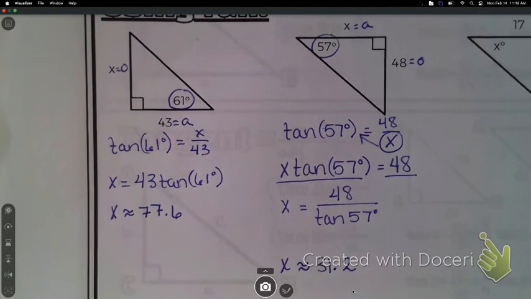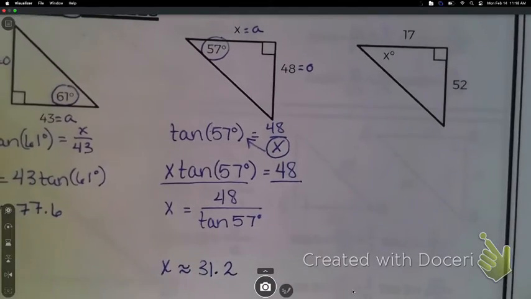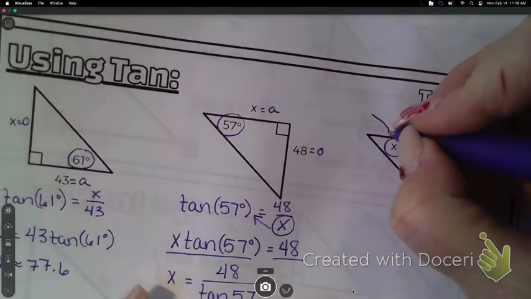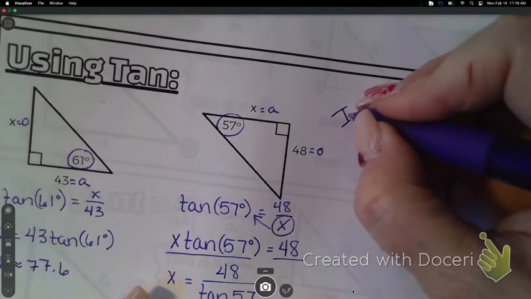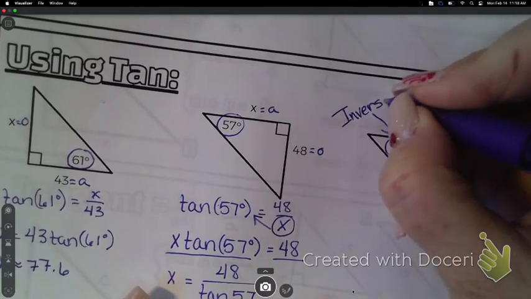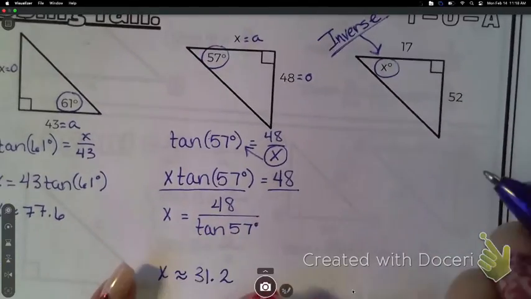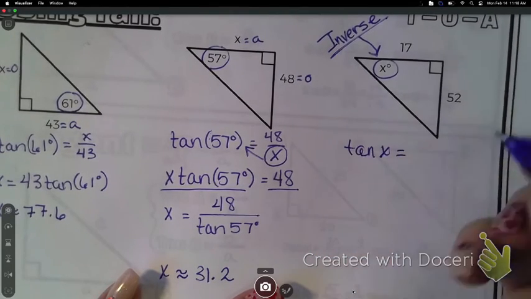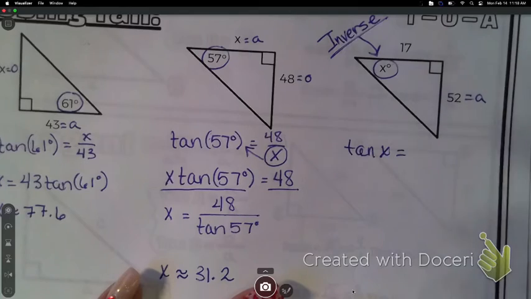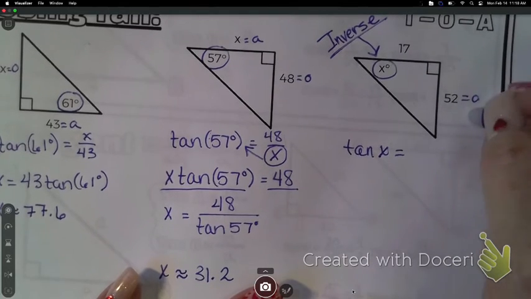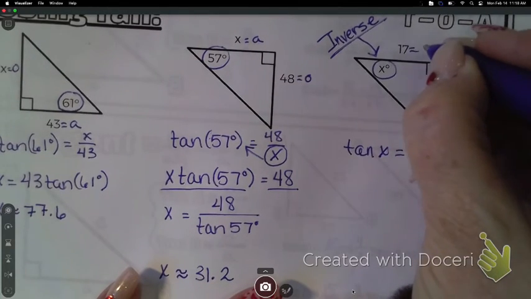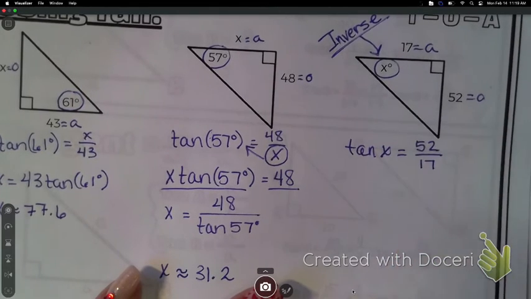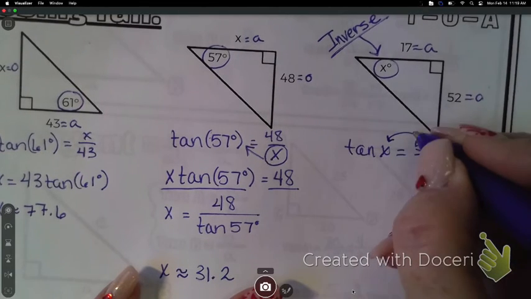Okay. So what are we looking for now? The angle. So what do I use for angle? The inverse. That would be inverse tangent of x. So tangent of x equals opposite over adjacent. So 52 over 17. And then we have to switch these two, right?